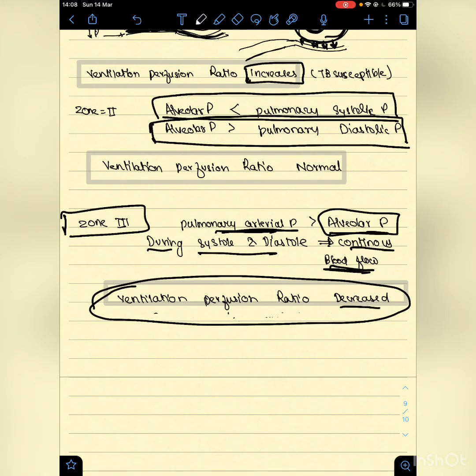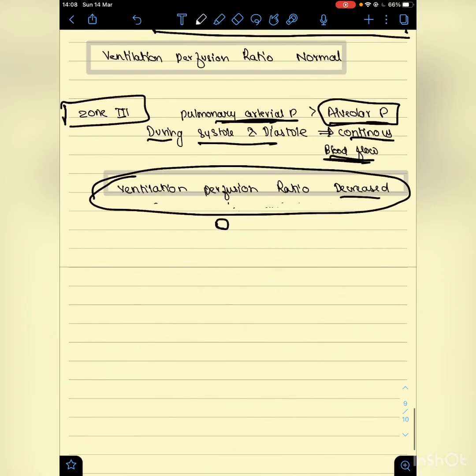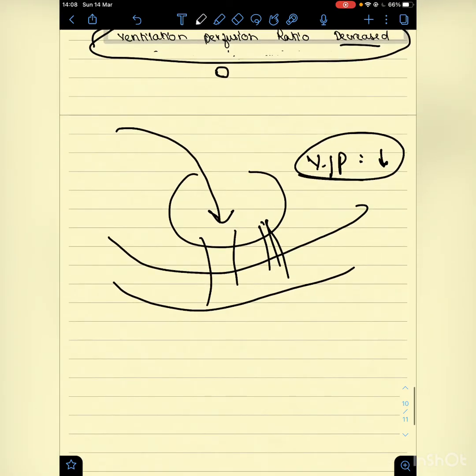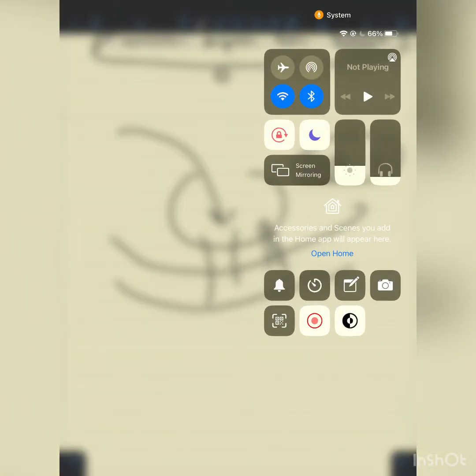Also, the fifth thing is gravity and hydrostatic pressure. When a person is in an upright or standing position, the blood pressure in the lower extremity is higher than the upper extremity because of gravitational pull. Similarly, in the lung, it is divided into three zones: 1, 2 and 3.